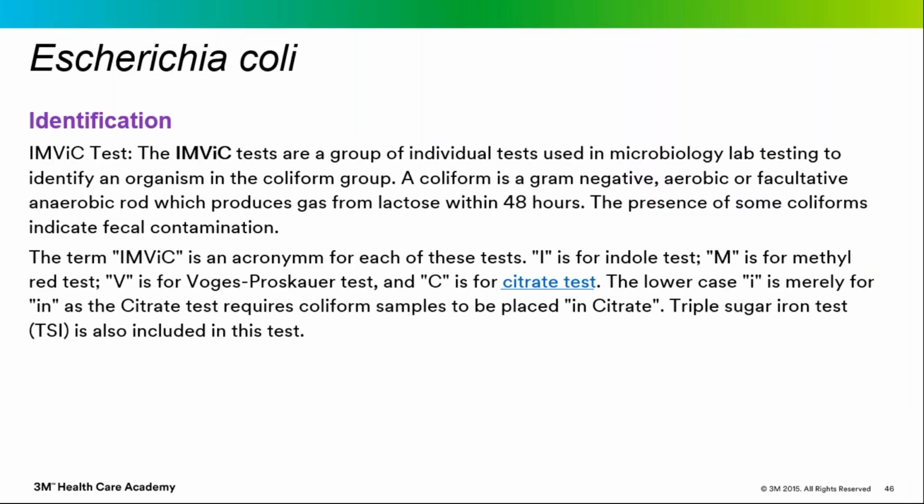IMViC tests are a group of individual tests used in microbiology lab testing to identify an organism in the coliform group. A coliform is a gram-negative aerobic or facultative anaerobic rod which produces gas from lactose within 48 hours. The presence of some coliforms indicates fecal contamination. I is for indole, M is for methyl red test, V is for Voges-Proskauer test, C is for citrate test. All this will be covered in detail in my coming sessions.